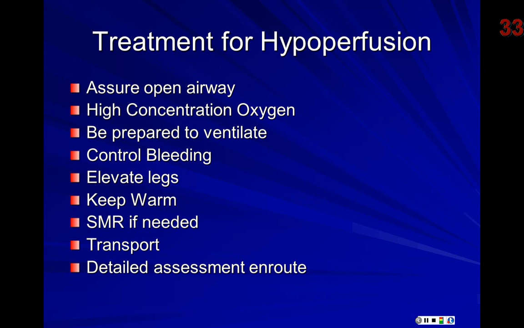So what are we going to do for hypoperfusion? Ensure the airway is open, high concentration of O2, be prepared to ventilate, okay? Control bleeding. If it's a bleeding problem, elevate their legs, keep them warm. Spinal motion restriction if it's needed, and transport. Do a detailed assessment en route. We're not going to hang around and wait if this kid's already showing signs of hypoperfusion.